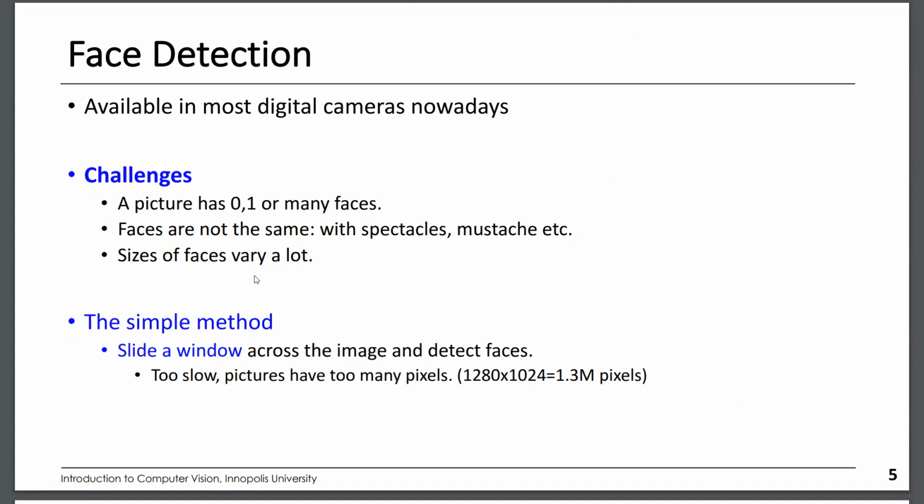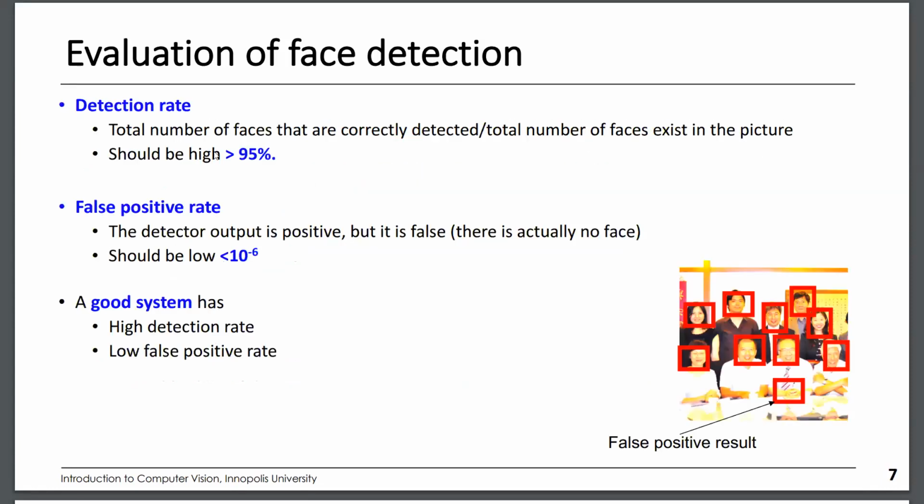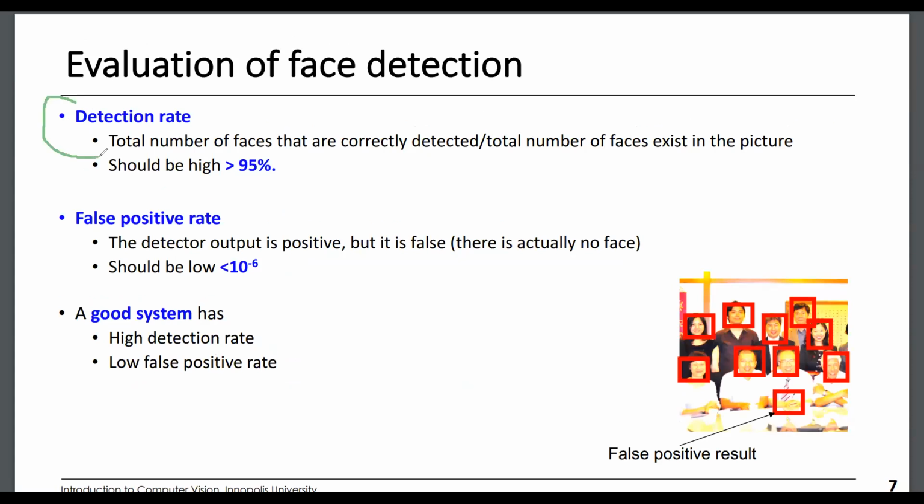So right now we're going for an easy algorithm. As we said, the basic idea is to slide a window across the image and evaluate the face model at every location. A good face model should contain 2 main characteristics. The first one is a high detection rate: the total number of faces that are correctly detected divided by the total number of faces that exist in the picture. And it should be a very high number. So let's say there are 1, 2, 3, 4, 5, 6, 7, 8, 9. We should try to detect as many of these 9 faces as possible.